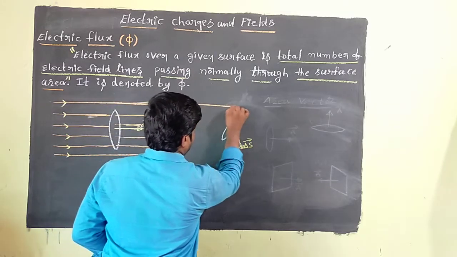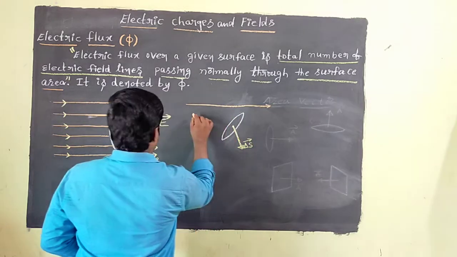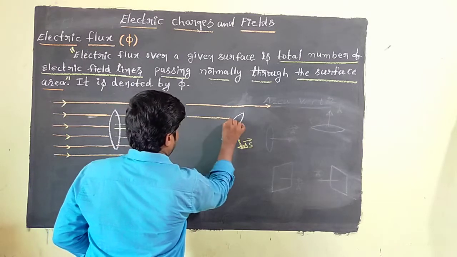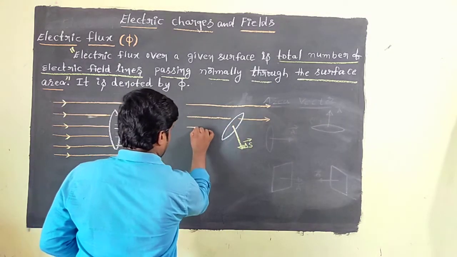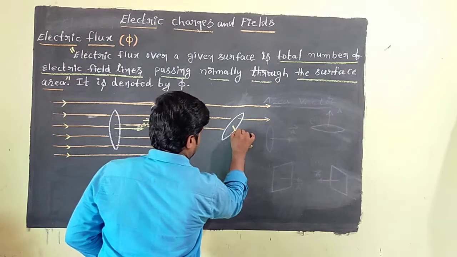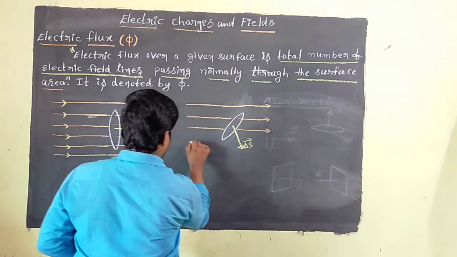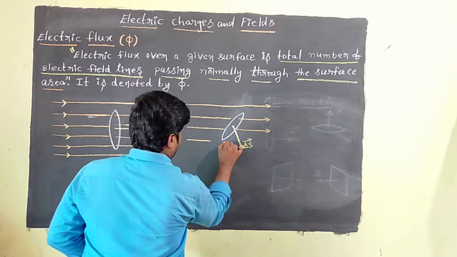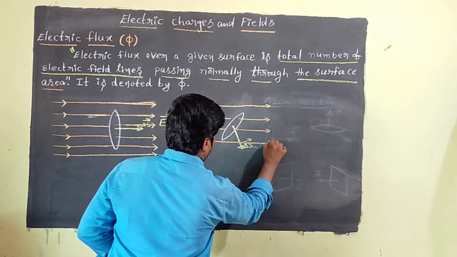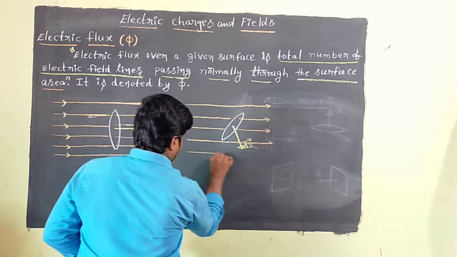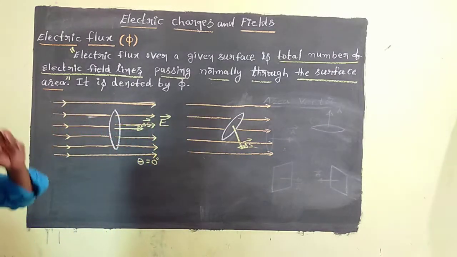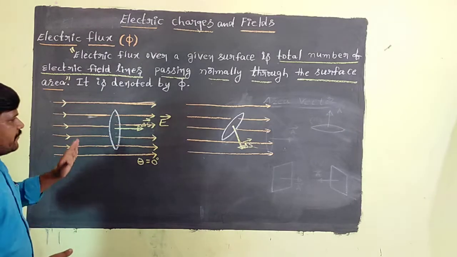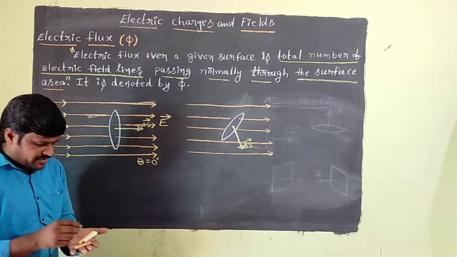draw electric field lines. Now this is the first one, this one is the second one, and this one is the third one. The third electric field line is passing through here, this one is the fourth line, and this one is the fifth line. Like this. That means in that case, if you just look at here.